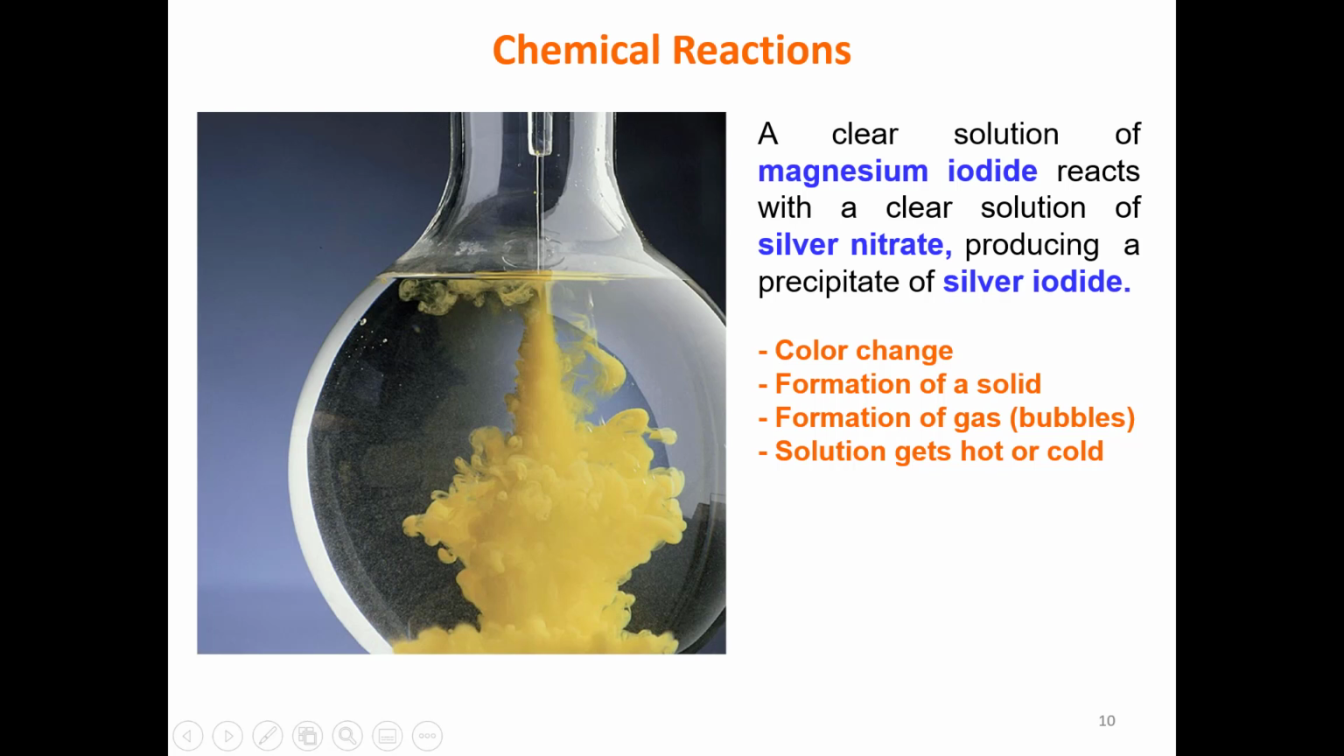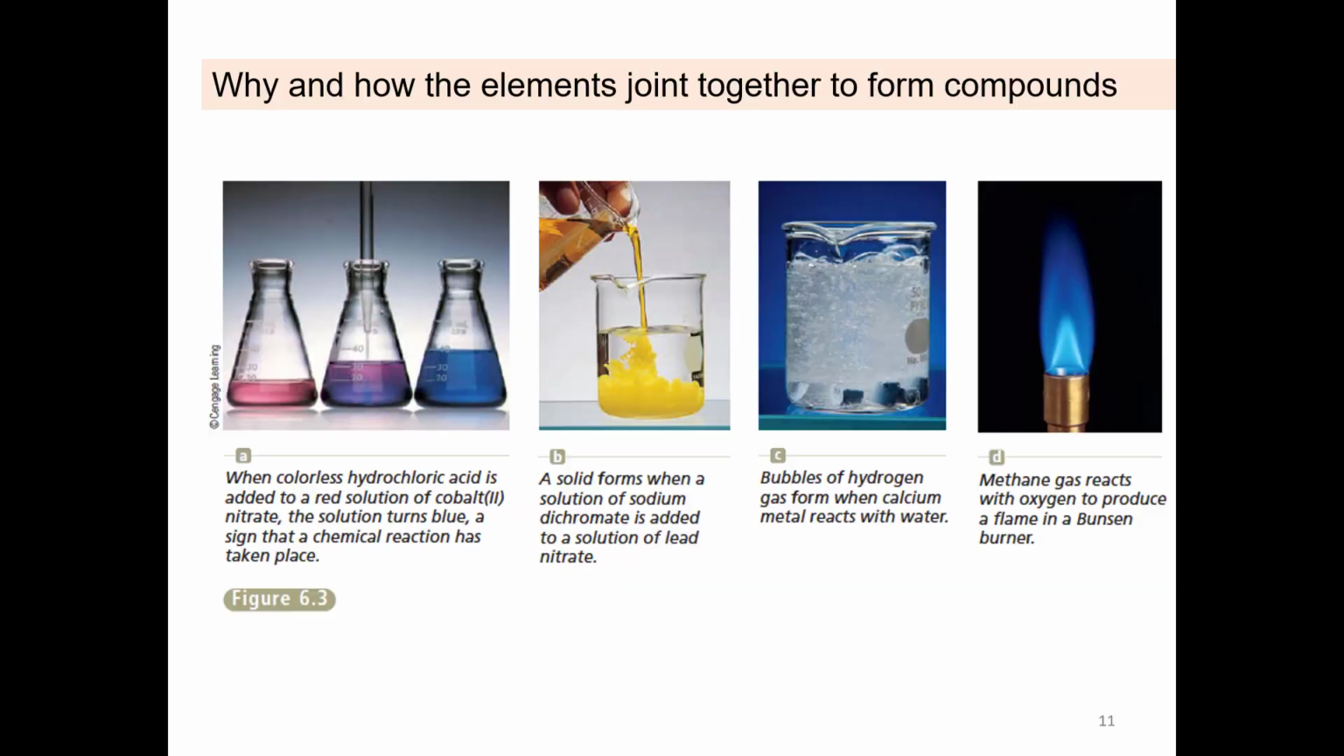Then we can say a chemical reaction is occurring if there is any color change, like in this case, if there is a formation of a solid, a precipitation, if there is a formation of gas, if bubbles are present during the reaction, or the solution gets hot or cold. And here there are a few more examples.